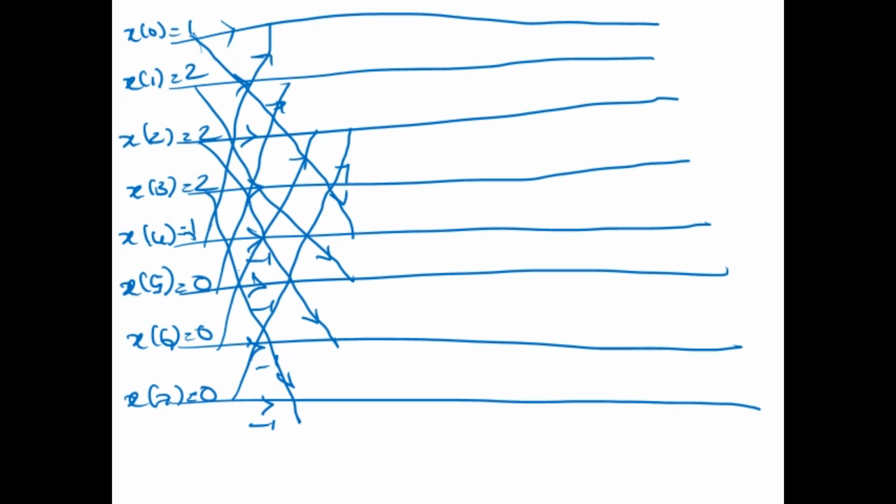It should be multiplied by omega 8 of 0, omega 8 of 1, omega 8 of 2, omega 8 of 3. So first stage answer will be x1 of 0 is 2, x1 of 1 is 2, x1 of 4 is 2, x1 of 2 is 2, x1 of 6 is also 2. So let us draw the second stage.